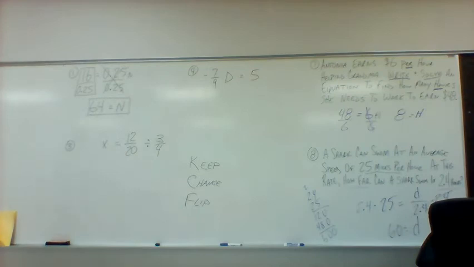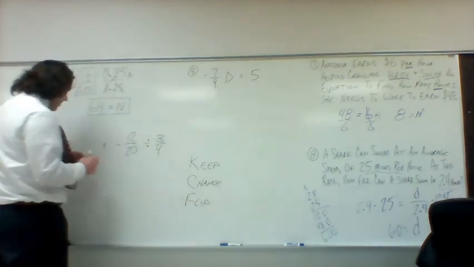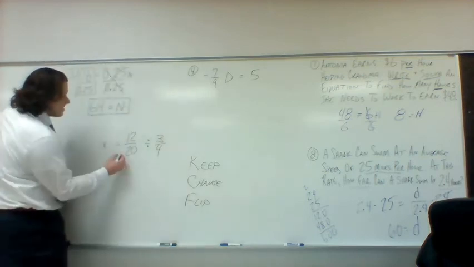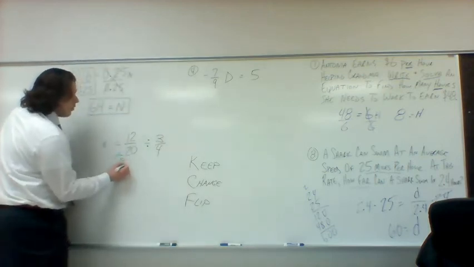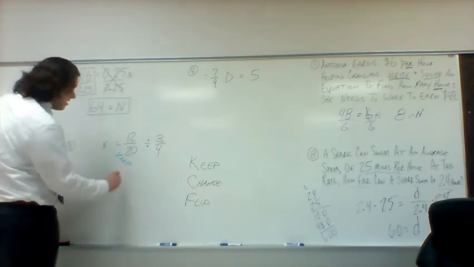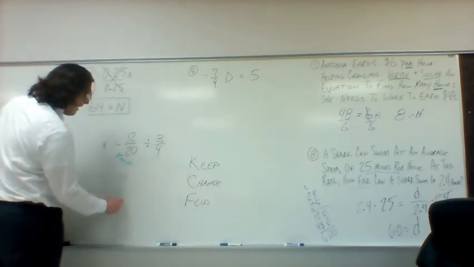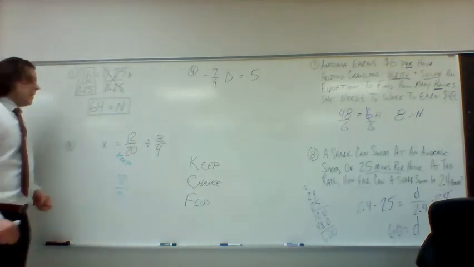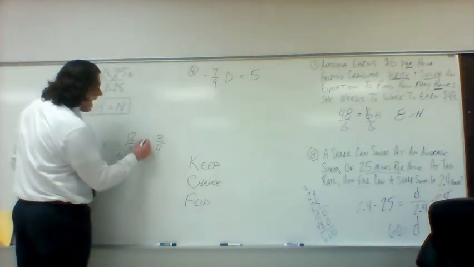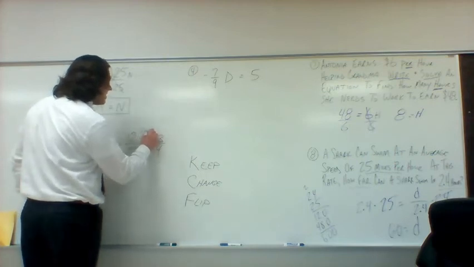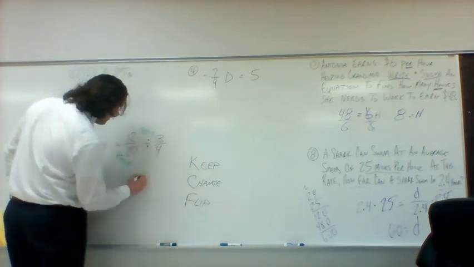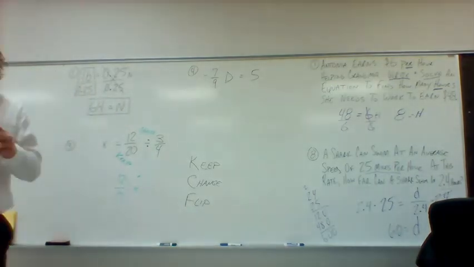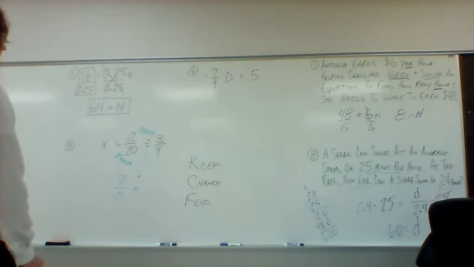Keep, change, and flip. So just a crash course reminder, yes, right? The keep, the K, is talking about this first fraction. We're going to keep it the same. So let's just write 12 over 20 down here. All right, so the change, right? The change is the sign. We're changing it from division into multiplication, right? We want to times, because we know how to times fractions.